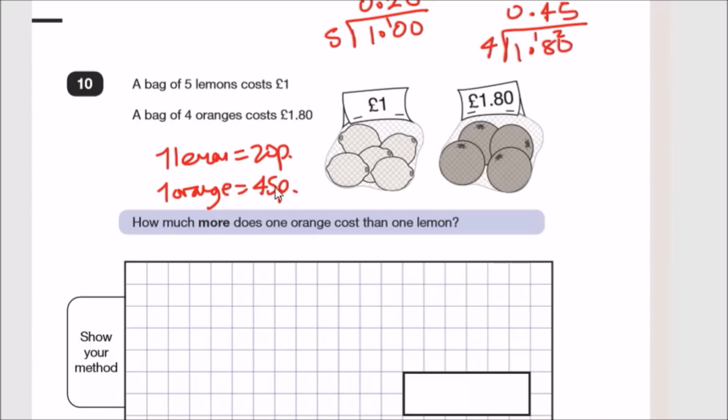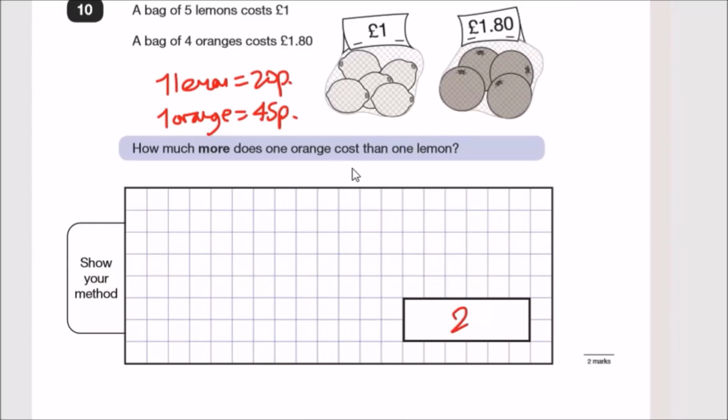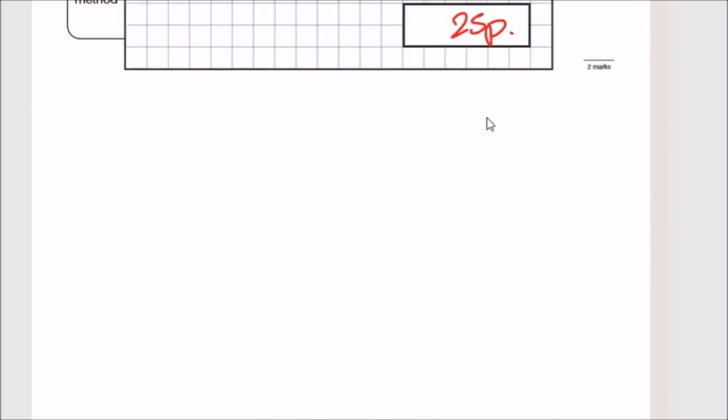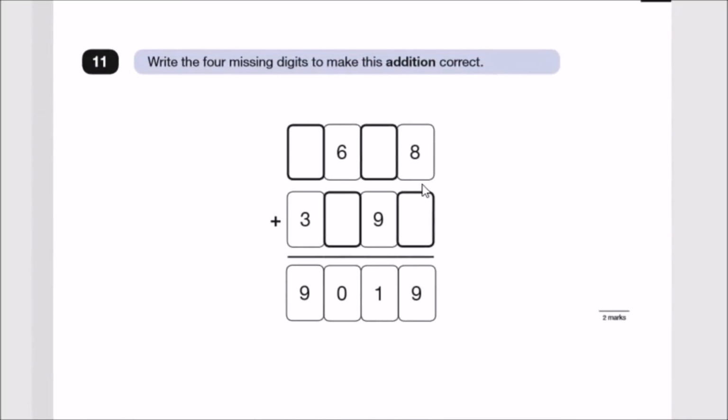Okay, now we read the question. How much more does 1 orange cost than 1 lemon? Well, if 1 orange is 45p and 1 lemon is 20p, if you subtract them, you should get an answer of 25 pence. 1 orange is 25p more expensive. Yeah, that's all. Number 11, write the 4 missing digits to make this addition correct.